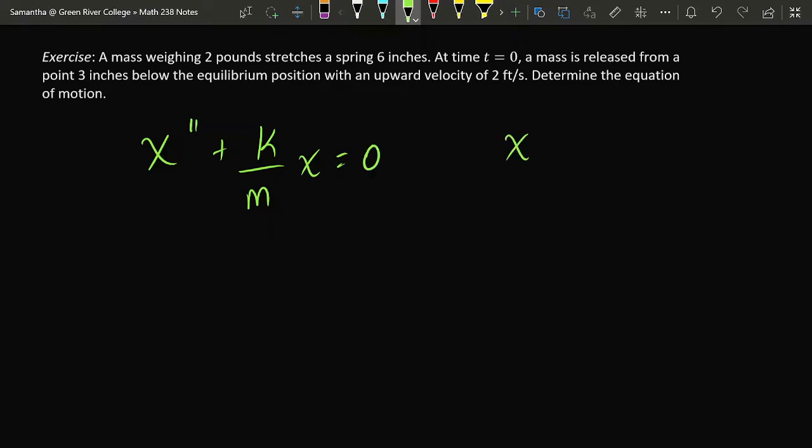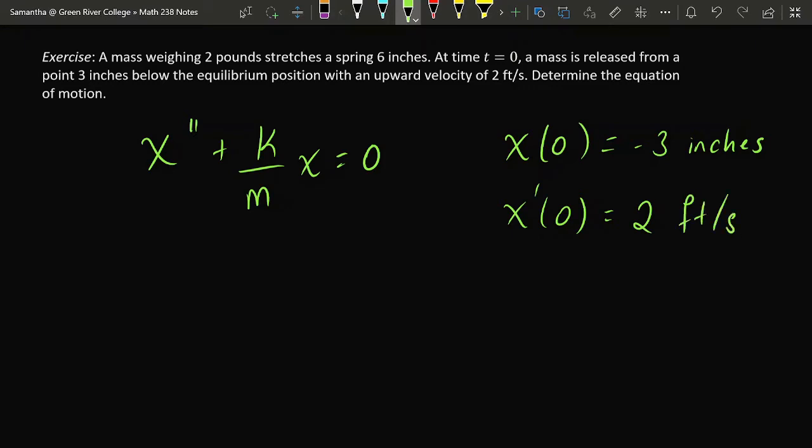Now at the initial time t equals 0, the object has been pulled down to a location which is 3 inches below the equilibrium position. So I might represent this by a negative 3 inches, negative 3 to represent below the equilibrium position. The initial upward velocity, so the derivative of position at time 0, the object is initially moving upward, so positive 2 feet per second.